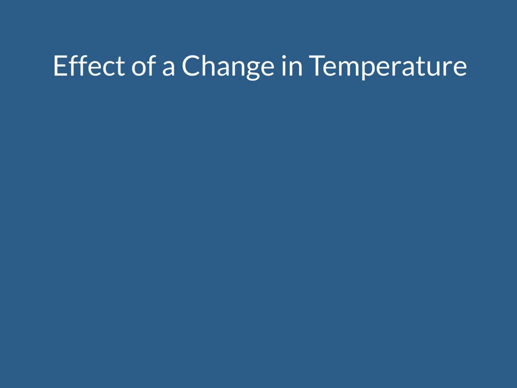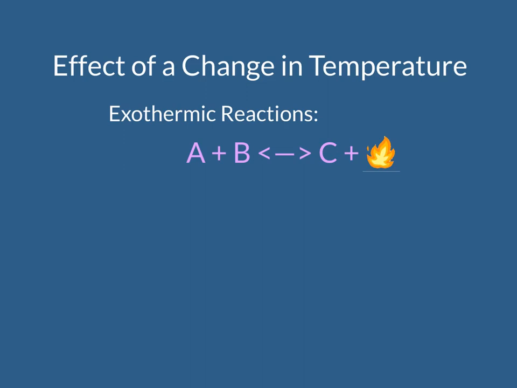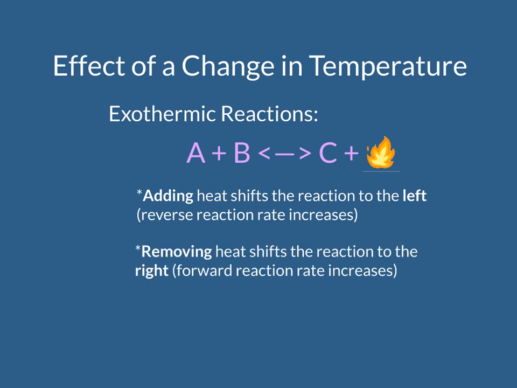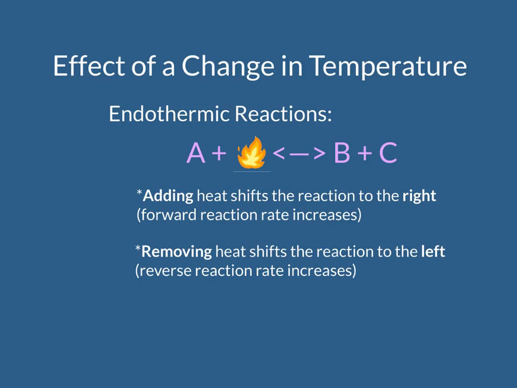So for an exothermic reaction, since heat is a product, adding heat or increasing the temperature is going to shift the reaction to the left, away from what is being added. Therefore, removing heat from an exothermic reaction is going to shift the reaction towards the right, or towards what is being removed. Conversely, for an endothermic reaction, since our heat is now a reactant, adding heat is going to shift the reaction to the right, where removing heat is going to shift the reaction to the left.